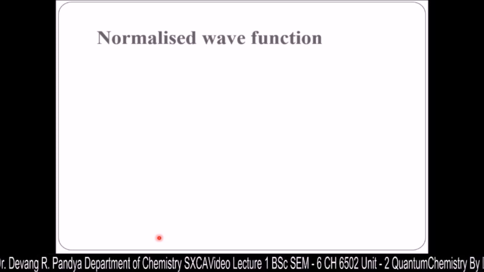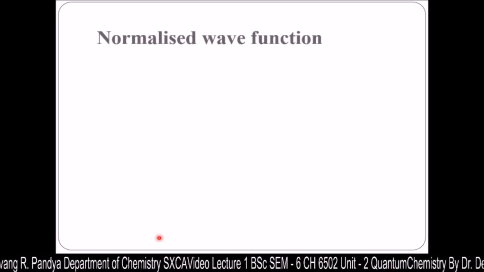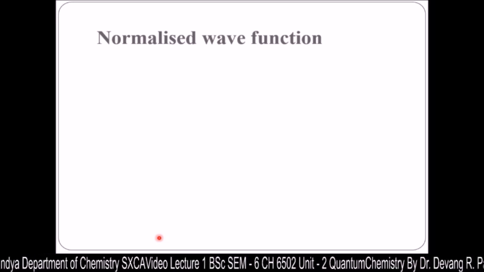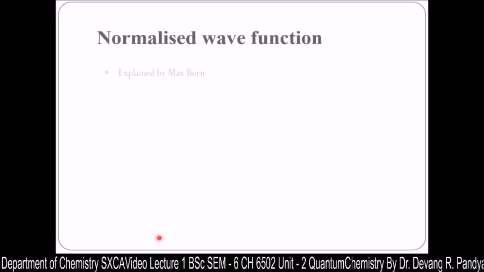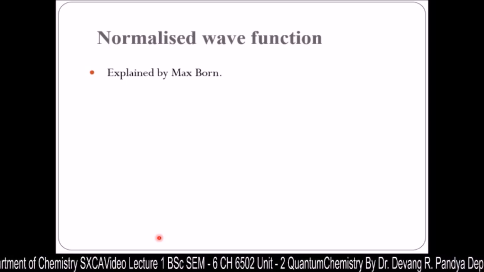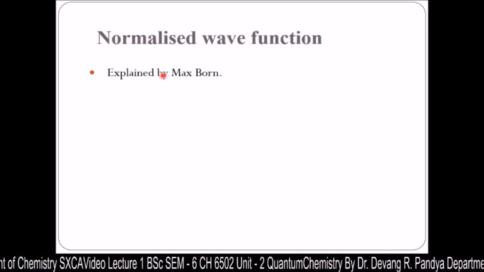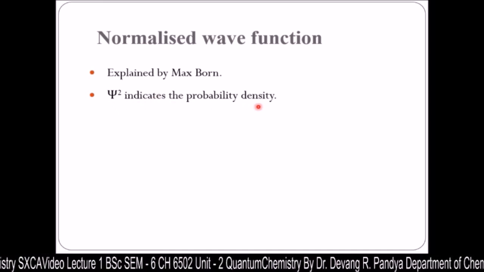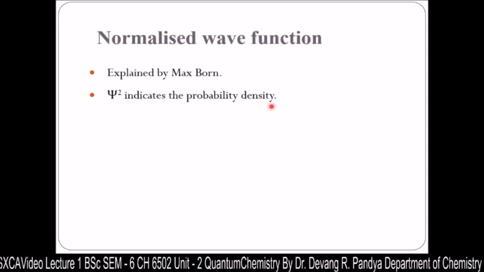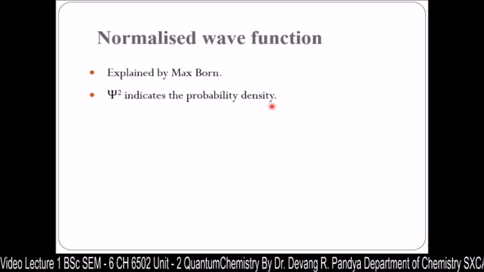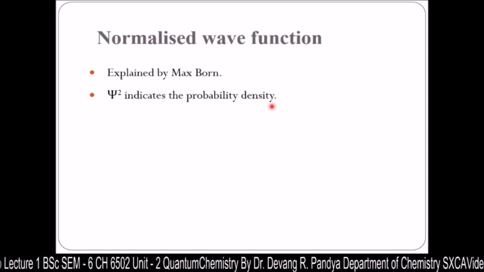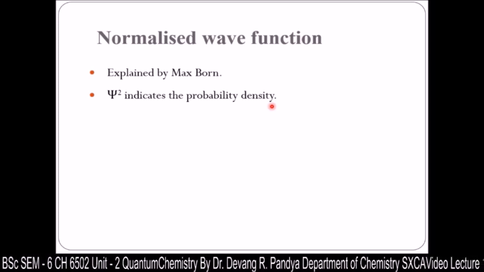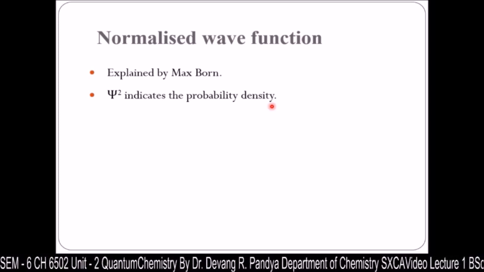If the wave function follows all those four conditions, then that wave function is considered a normalized wave function. The condition of normalization is explained by Max Born: psi square indicates the probability density. That means instead of the exact position in space, you can define the position of a particle through probability density.